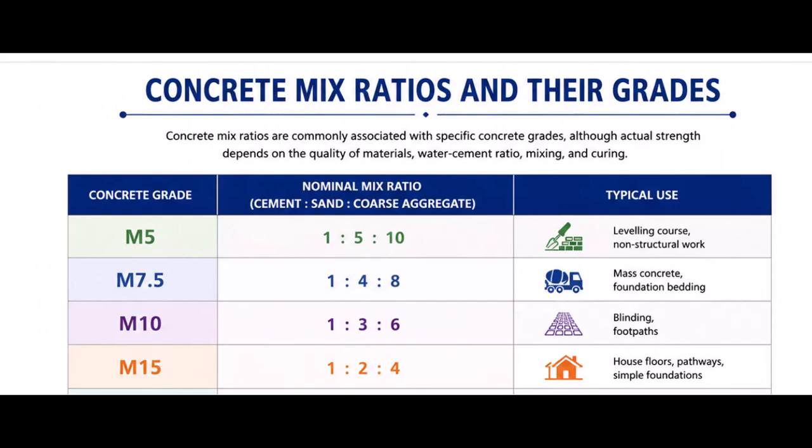For M10, the nominal mix ratio is 1:3:6, and its typical use is for blinding and footpaths. For M15, the nominal mix ratio is 1:2:4, and its typical use is house floors, pathways, and simple foundations.